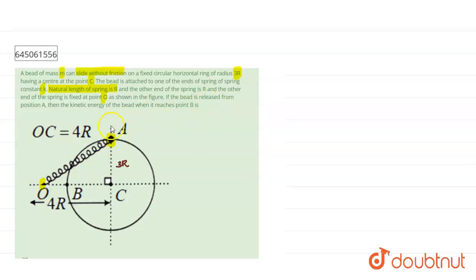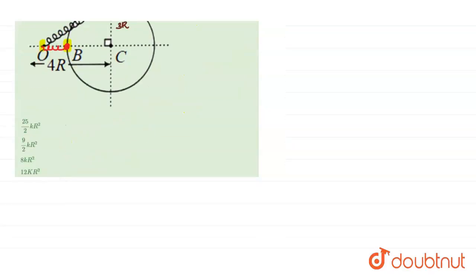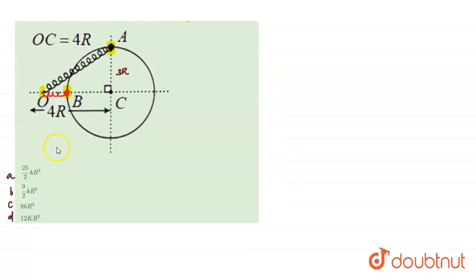If the bead is released from position A, then what is the kinetic energy of the bead when it reaches point B? Initially the spring is at OA and the final position of the spring is OB, with the bead at B. So we need to find the kinetic energy when the bead moves from position A to position B. Four options are given regarding our values.